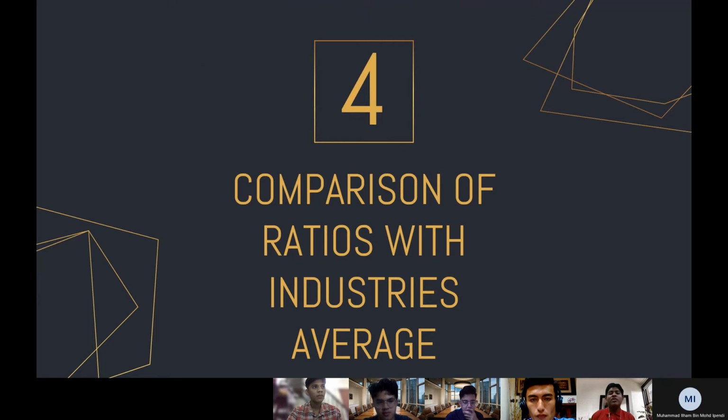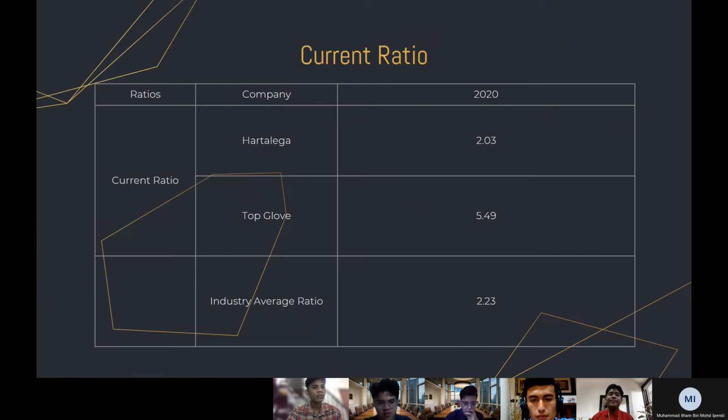That's all. Now moving on to the fourth part of the presentation, which is comparison of ratios with industry's average. For comparison of each company's ratios with the industry average ratio, we chose 4 ratios to be compared, which are current ratio, net profit ratio, gross profit ratio, and total asset turnover ratio.